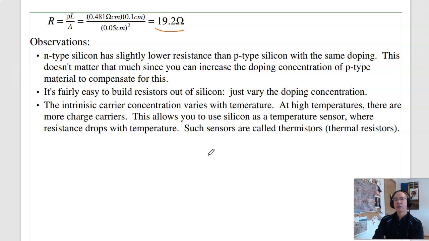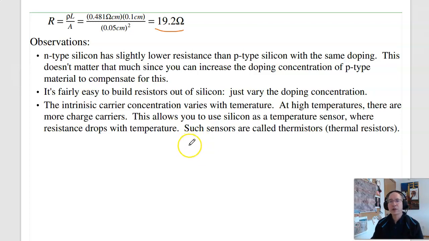But what is important is I have 2 types of resistors. I have P-type and N-type. In P-type, almost all the charge carriers are holes. In N-type, almost all the charge carriers are electrons. That's really important. That's going to let us build other devices, like a diode, transistor, MOSFET, semiconductor relay.